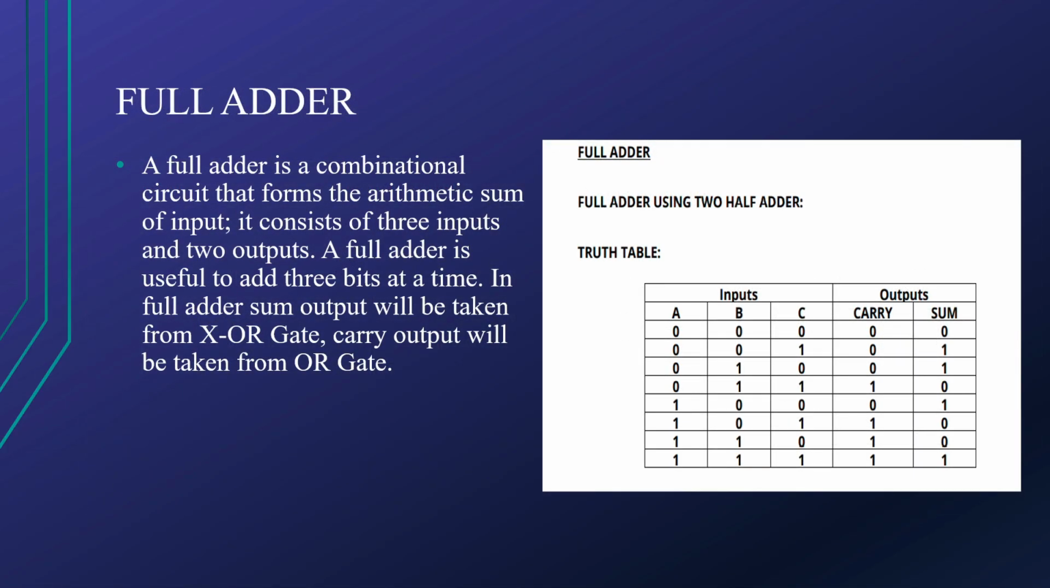Next, we are going to see about full adder. A full adder is a combinational circuit that forms the arithmetic sum of input. It consists of three inputs and two outputs. In full adder, sum output will be taken from XOR gate, carry output will be taken from OR gate. So, the full adder is done using two half adder circuits. The truth table of full adder is this.